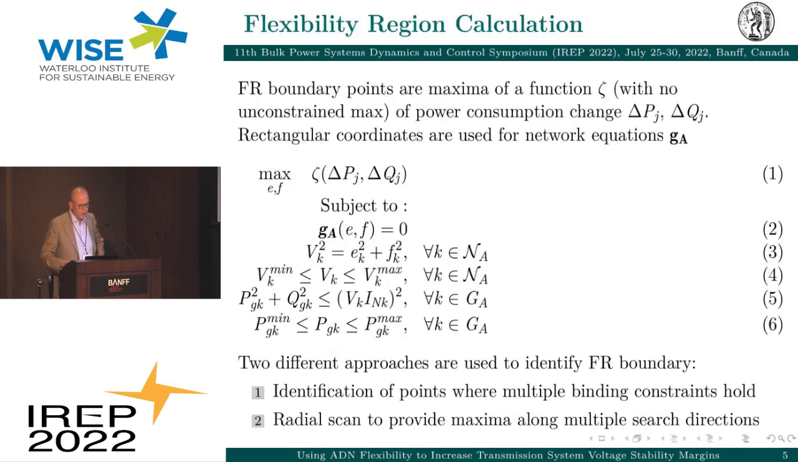Now, this is the optimization problem for the flexibility region. These are the network constraints in Cartesian coordinates. We respect voltage limits on all nodes within the distribution network, and we have the maximum current of all converters in the network, and we also have a condition for power injection by the distributed generators.